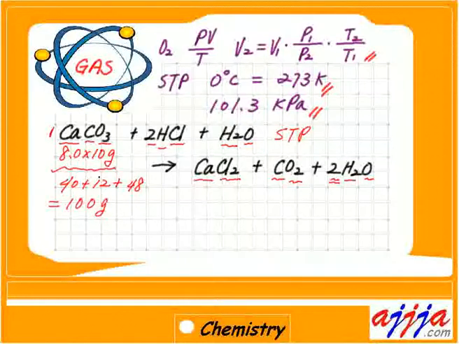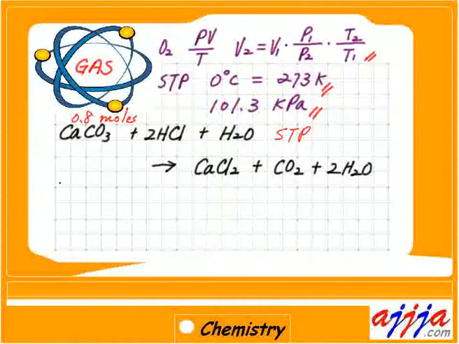But actually we used just 80 grams. That means, wait a minute, we can see this one clearly: 0.8 moles. That much we used. So clearly we used only 0.8 moles, not 1 mole. That means this one is 0.8 moles, and this one is 1.6 because it's double.